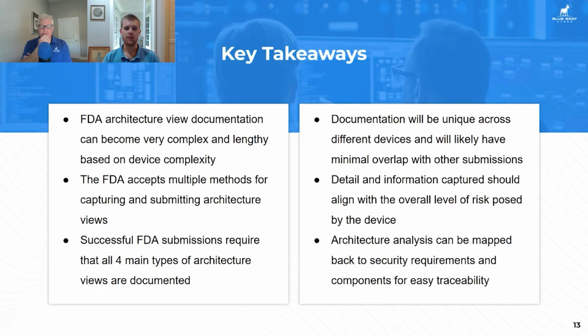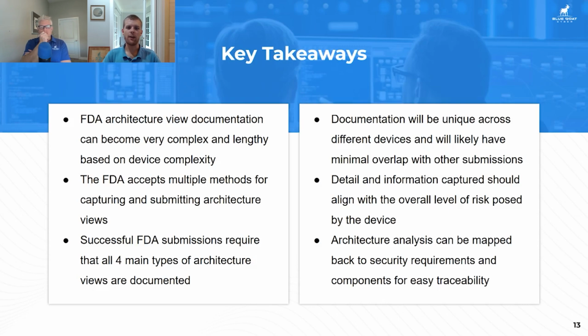Documentation for these architecture views is going to be unique across different devices and is going to have minimal overlap with other submissions. We often talk about what areas have overlap for various submissions, what can be reused from device A to device B, and there is a lot that actually can be reused as part of an FDA submission. This is probably the most unique area, and this is where we're going to see the most distinction between different submissions. So we just want to make sure this is a note that you can't go back and forth and just use the same architecture considerations, use the same multi-patient harm views for different devices. It's always going to be very unique based on the device.